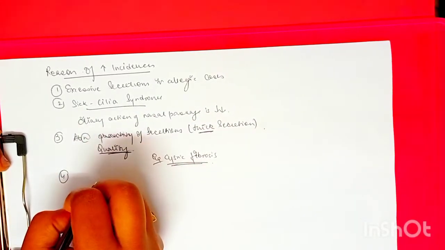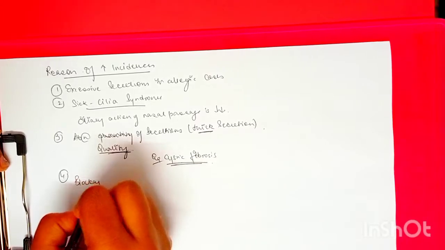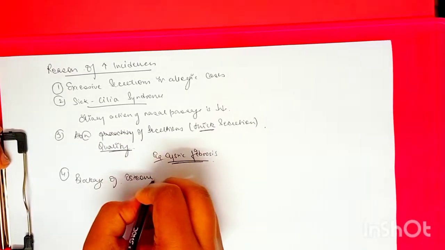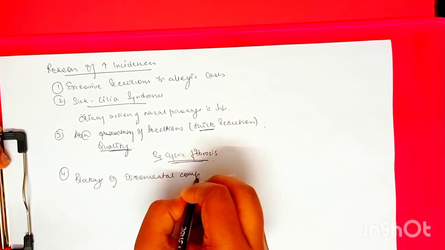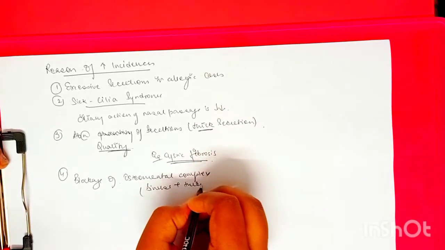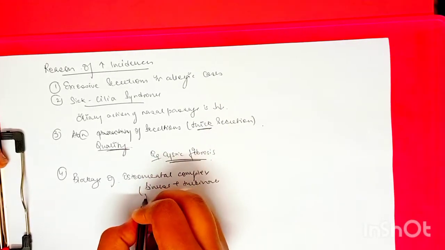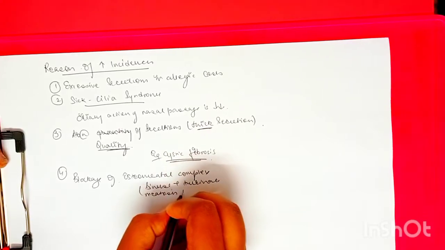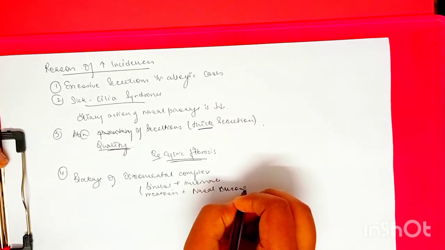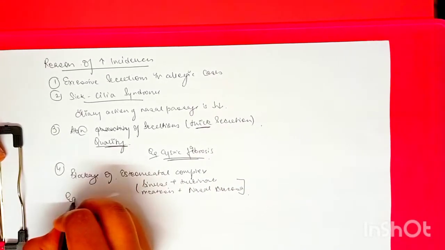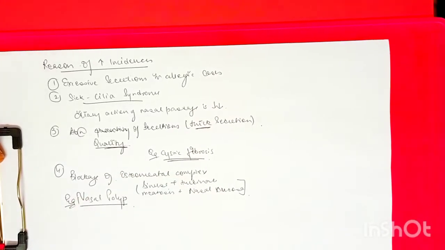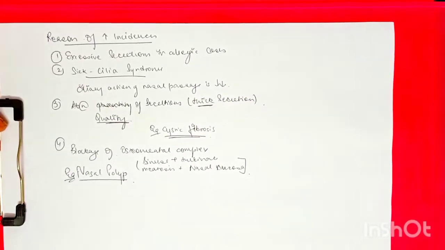Then there can be blockage of the osteomeatal complex. This is a complex which is formed by sinuses, turbinates, meatuses, and the nasal mucosa. What is something that can cause a blockage in this? An example can be a nasal polyp. Nasal polyp can cause a blockage of this osteomeatal complex.